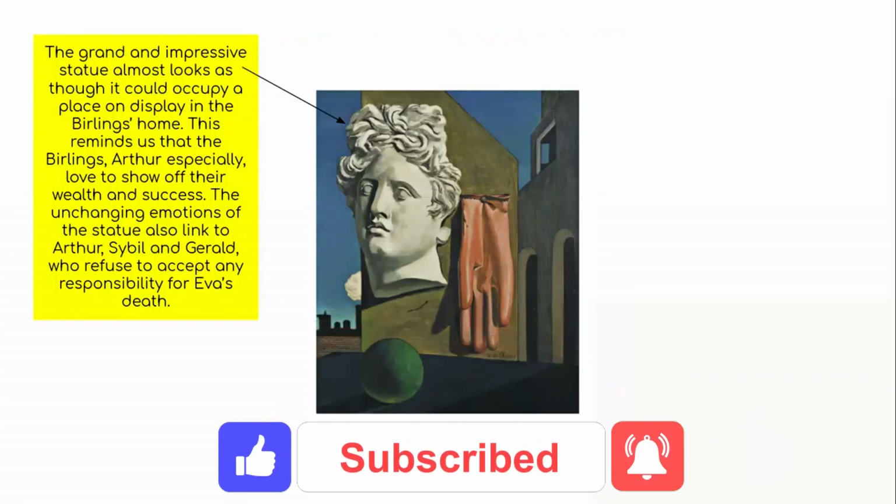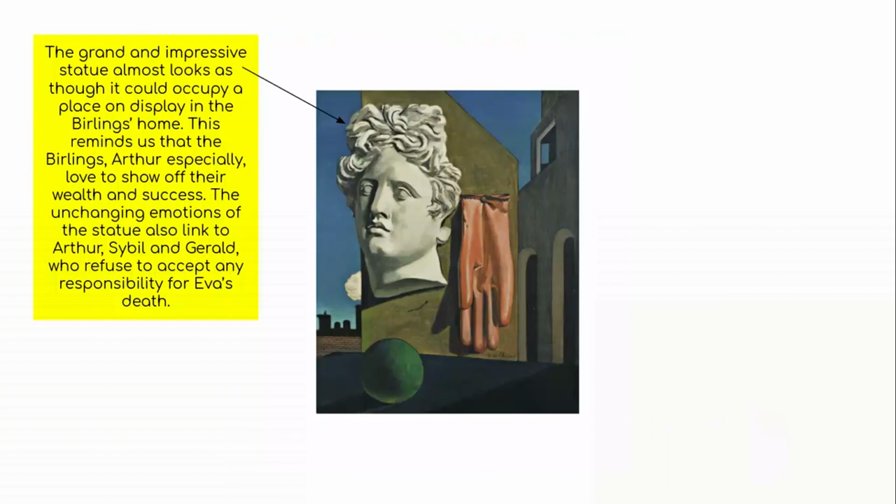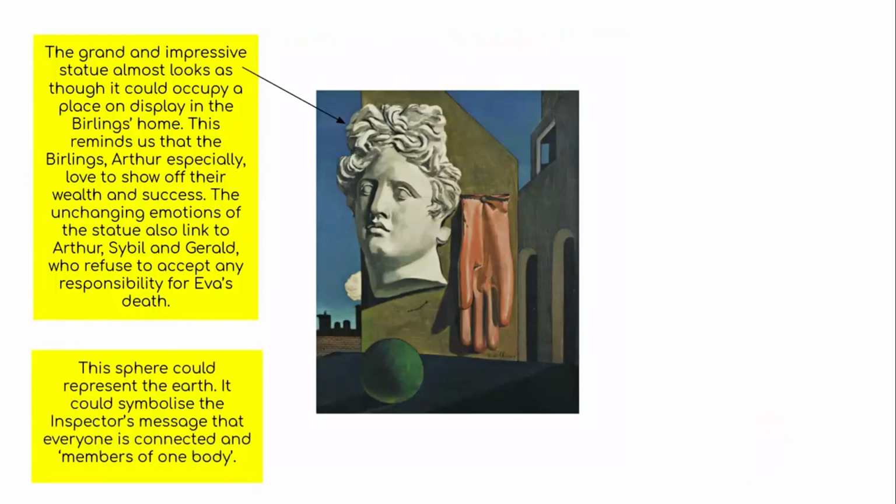And also the unchanging emotion of the statue makes me think of Arthur, Sybil, and Gerald, who refuse to accept any responsibility for Eva Smith's death at all. Secondly, this spherical thing at the bottom could represent the Earth. It could symbolize the Inspector's message that everyone is connected and the metaphor of us all being members of one body.